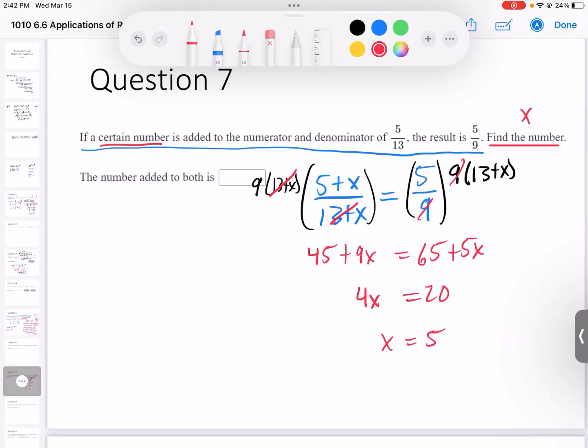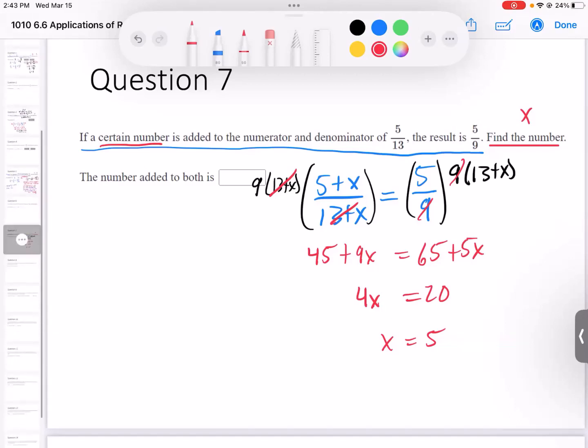Any other questions you guys would like help with? Yeah, number 8. Okay.